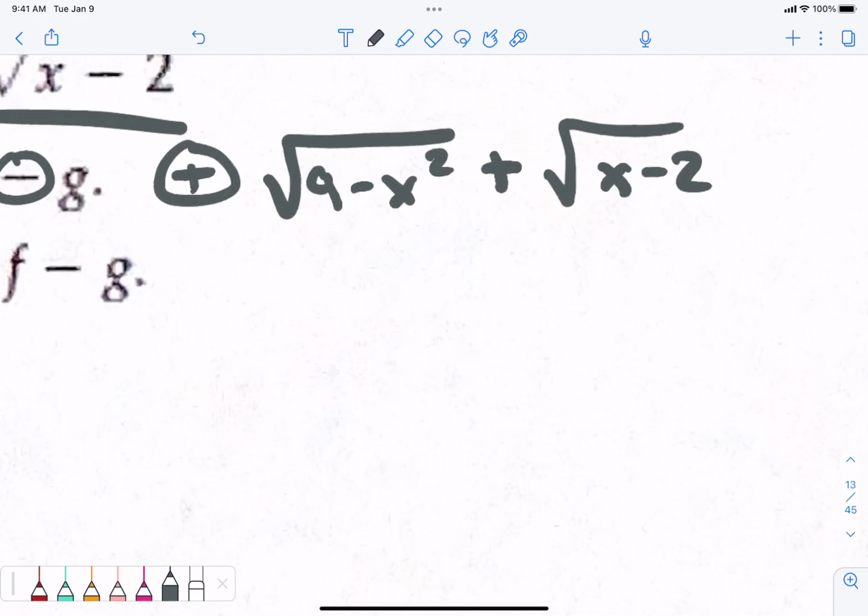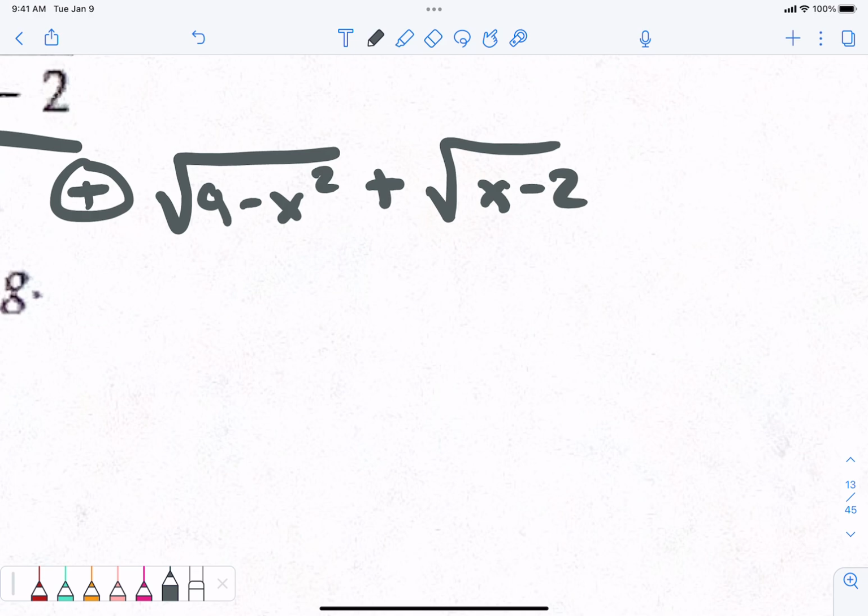Can I simplify that? No. Can I put them together? No, because they don't go together. They're like an x squared plus an x cubed. I can't put those together, right? They have to have the same thing underneath the bar in order to be able to add together. So that is literally the addition.